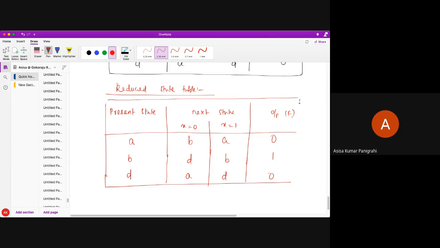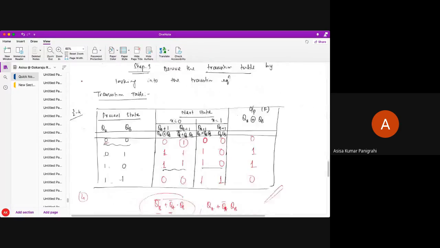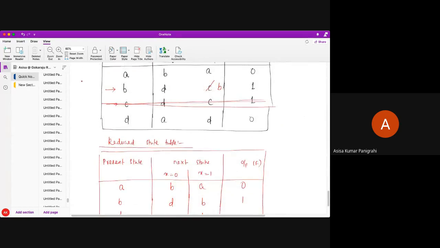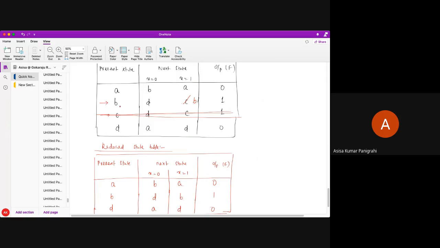Any doubt on this? Please let me know, students. Do you all understand how I have got the reduced state table? Please let me know quickly. Any doubt on this reduced state table? Aishwarya, did you understand how I have got from the state table to reduced state table? Yes, sir. Understood, sir. Okay, it's very simple.